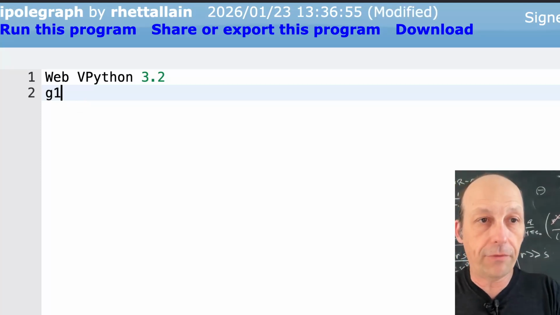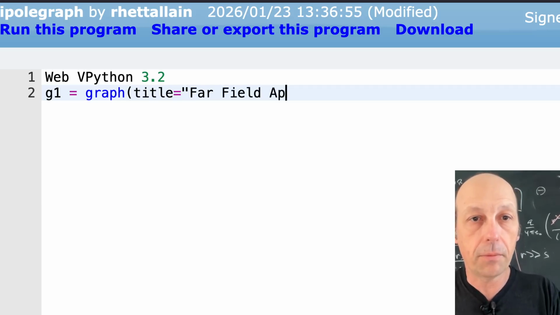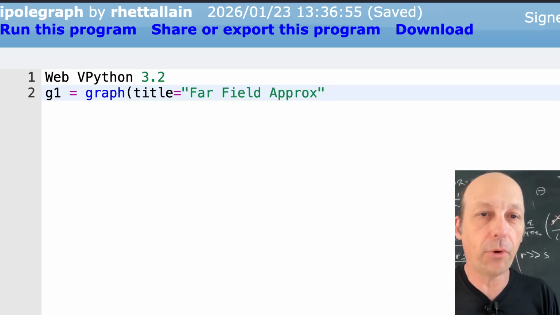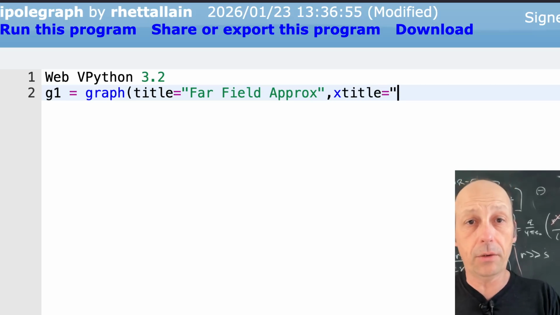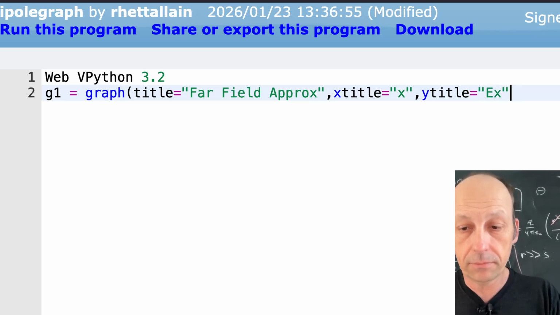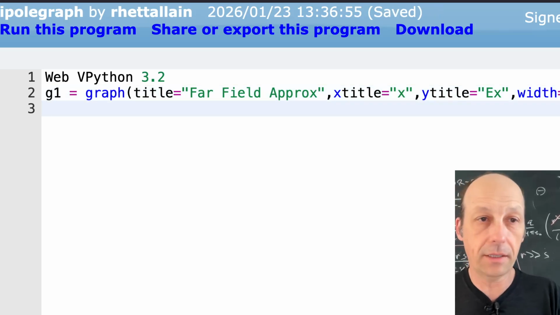So I want to make a graph. G1 is graph. Title is going to be, let's call this far field approx. What was that Star Trek mission to Far Point? That's what I always think about. Okay, x title is going to be equal to x. I won't put the units on there. Y title is going to be equal to Ex. And let's give it a width of 400, height 200. Okay, you can't see that. Don't worry, no big deal.